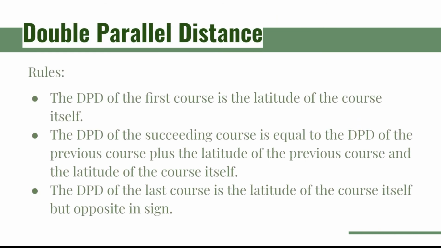Parallel distances can also be computed in a manner similar to meridian distances by using the latitudes of the successive courses instead of departures. The same rules apply for the DPD method, but we will use latitudes instead. First, the double parallel distance or DPD of the first course is the latitude of the course itself. Next, the DPD of the succeeding course is equal to the DPD of the previous course plus the latitude of the previous course and the latitude of the course itself. And last but not the least, the DPD of the last course is the latitude of the course itself but opposite in sign.